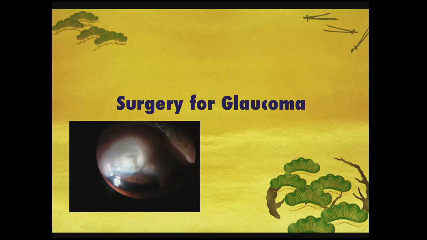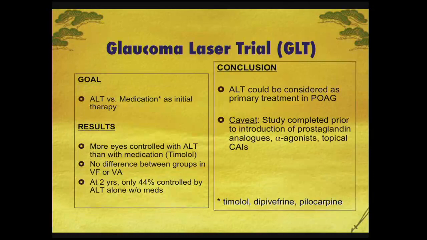Okay, so the last section is on surgery. The glaucoma laser trial was developed with the goal of seeing what's better, ALT or medication as an initial therapy. And they found that more eyes were controlled with laser than with medication. The medication at the time was timolol. There was no difference between groups in terms of visual field or visual acuity.